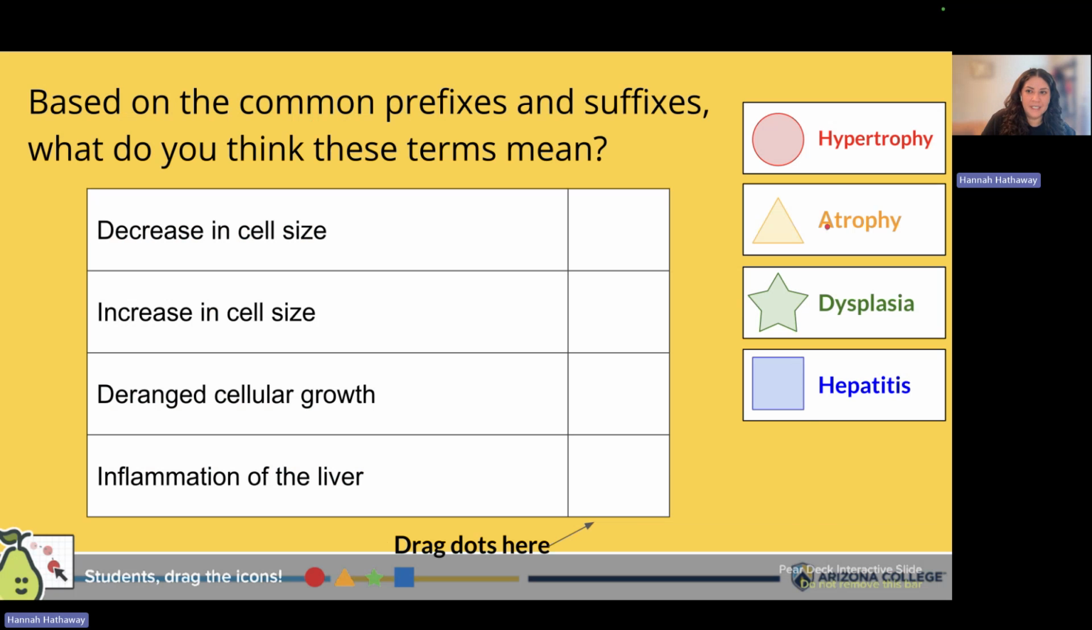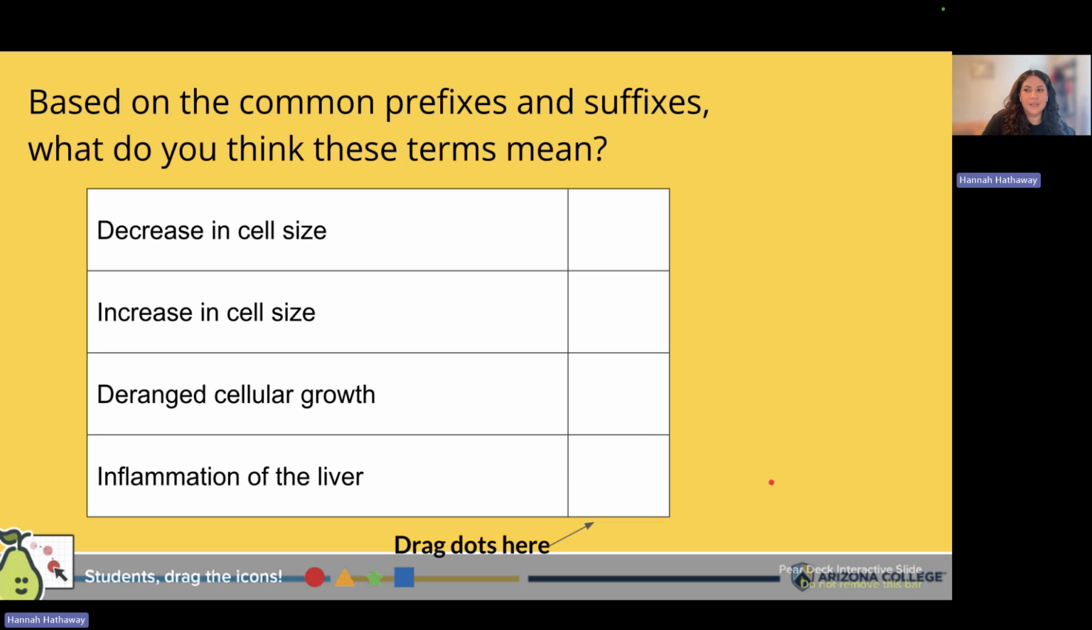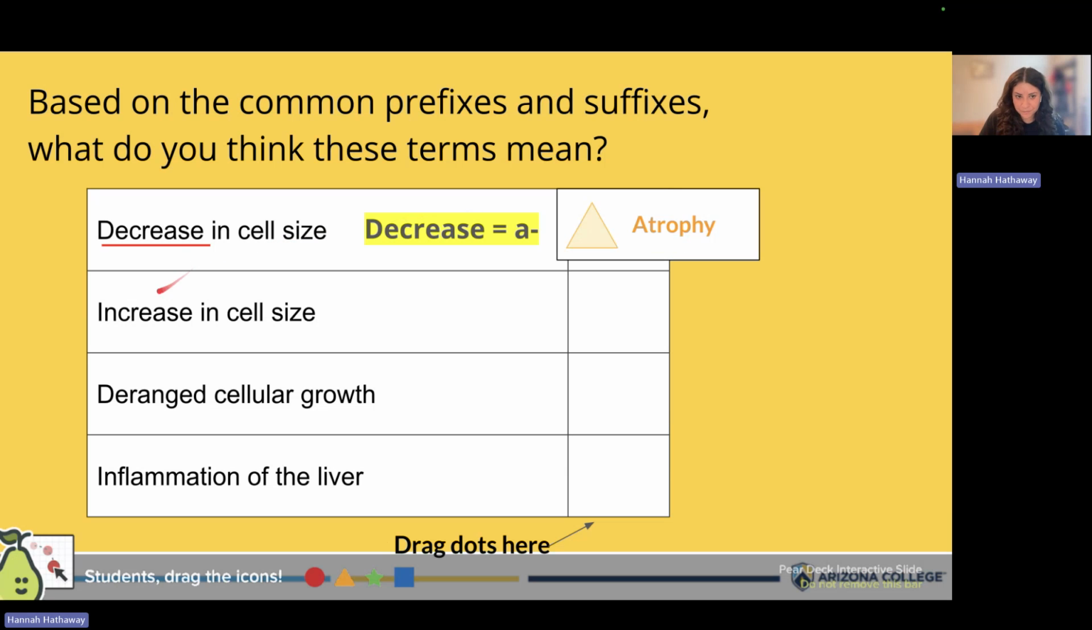Okay, next ones. Here we have 4 different terms: hypertrophy, atrophy, dysplasia, and hepatitis. Using those common prefixes and suffixes, what do you think each of these terms means? Okay, let's check your work. So this first one, we have a decrease in cell size. So you would want to think decrease or not or without. Of those options, A would be the best choice. So this must be atrophy.